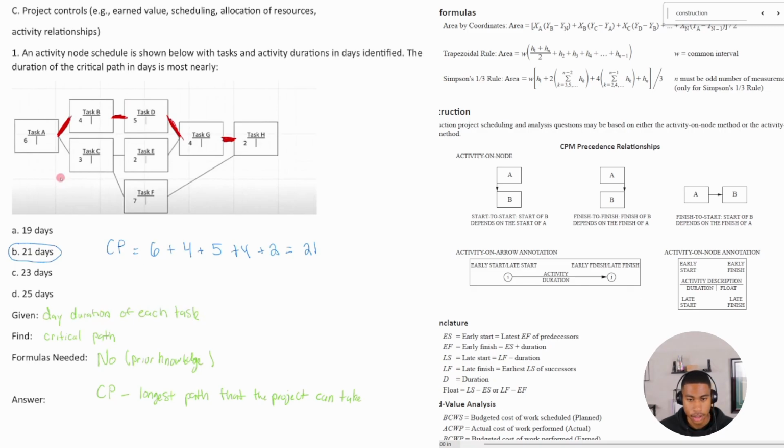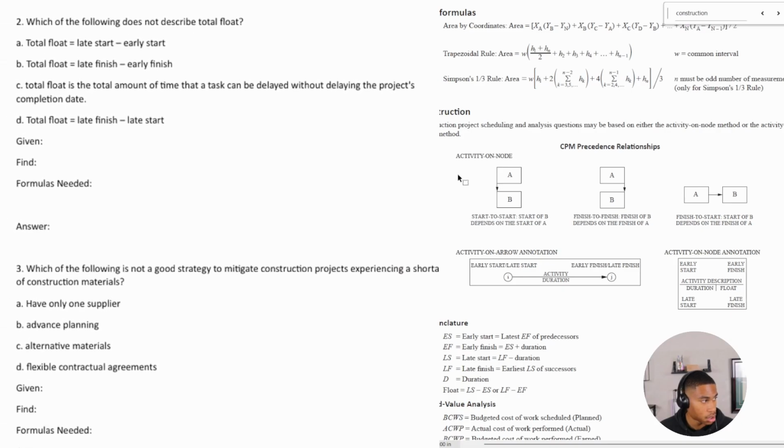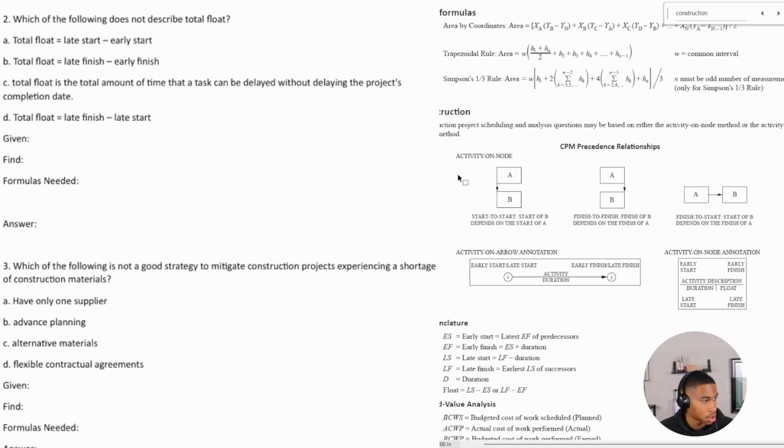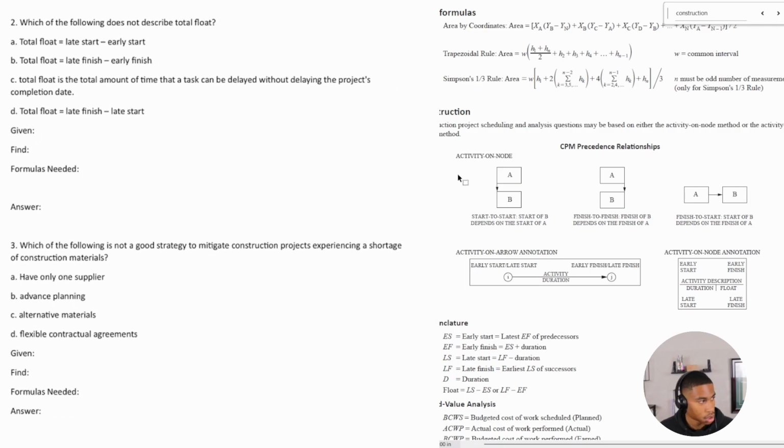All right, let's look at number 2. It says, which of the following does not describe total float? All right, so what are we given? We're not given anything. We don't have any variables, right? What are we trying to find?